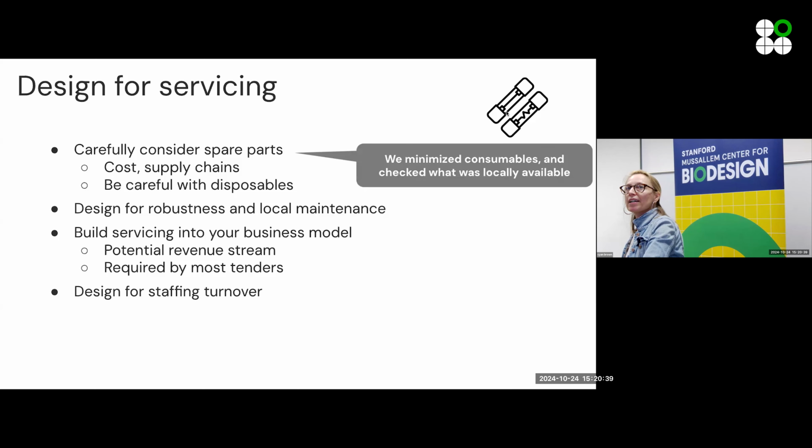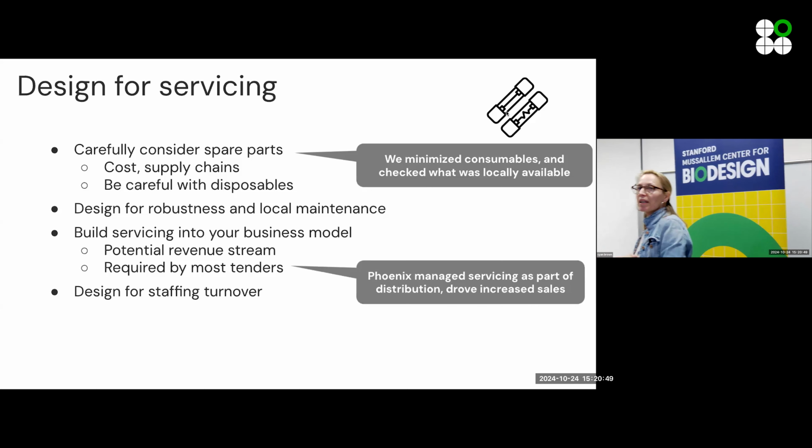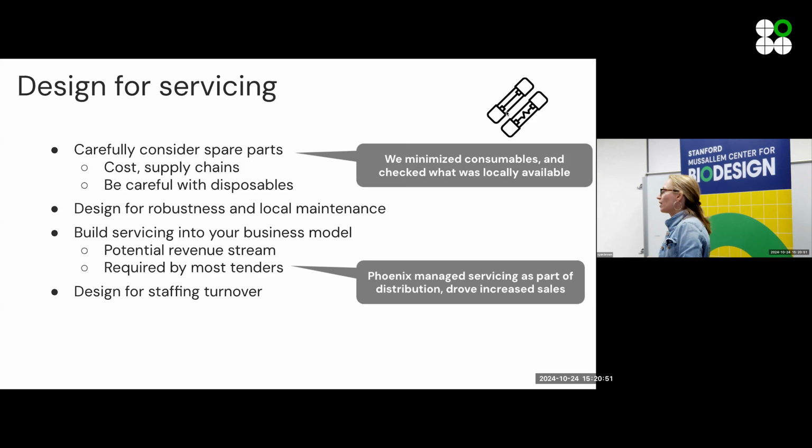So with Brilliance, we minimized consumables and checked what was locally available, no surprise. Brilliance actually came with additional fuses, but we used fuses that were really available everywhere. And then Phoenix managed servicing as part of their distribution. For a lot of companies, servicing is actually great advertising. Remember, that's how we found Phoenix originally. Phoenix found, as they moved into new markets with Brilliance, it opened up sales to their other products, because they have a certain number of other neonatal products.